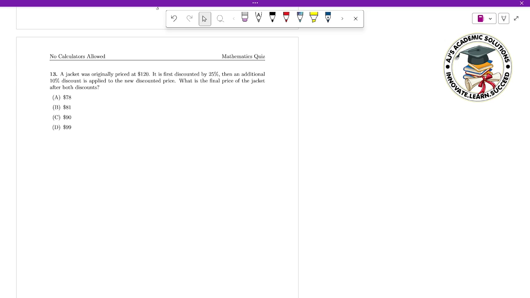So number 13, a jacket was originally priced at $120. It was first discounted by 25%, then an additional 10% discount is applied to the new discounted price. What is the final price of the jacket after both discounts? So when you think about this here, the person had an original price, then a sale comes up and they had a discount there. Maybe they want to do a clearance sale, so they then apply another 10%.